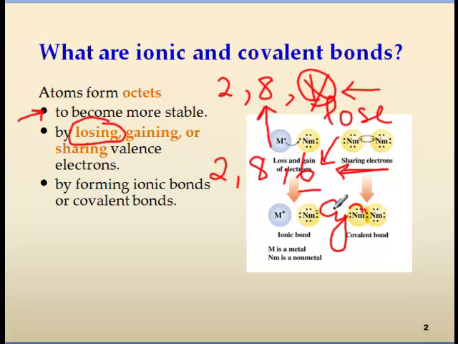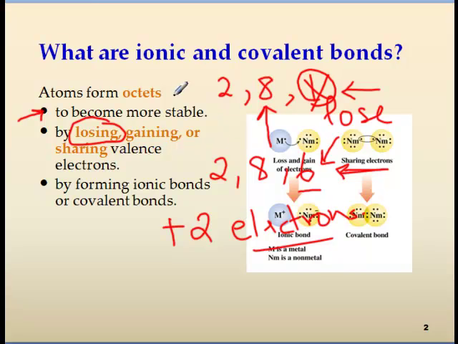By gaining, it will have 8 in the outer shell. So if it has 6 in the outer shell currently and it needs to have 8, it must gain 2 more electrons. So it must gain 2 electrons to have 8 in the outer shell. Does that make sense to you? So some atoms will lose, and some will gain.